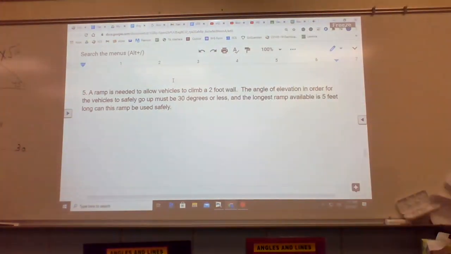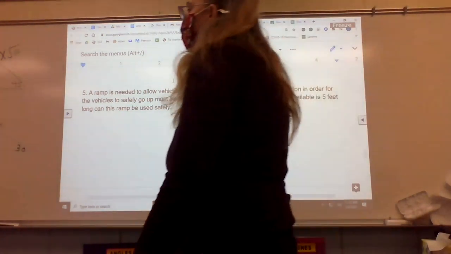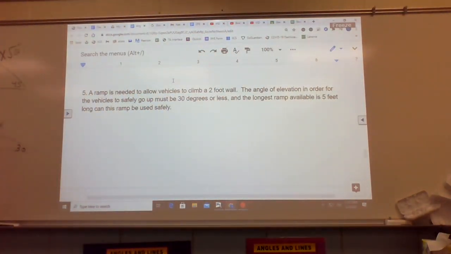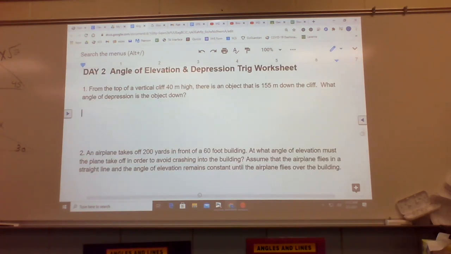Okay, so today's worksheet. Let me get scrolled to today's. So on this one, like I said, most of the questions today, you're looking at finding an angle. I don't really like how I worded this first one, but like I said, this one is pretty much the same as number 5. We need 7 freeze. That's the problem.